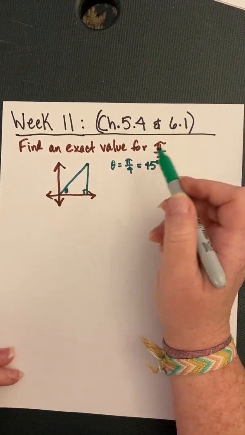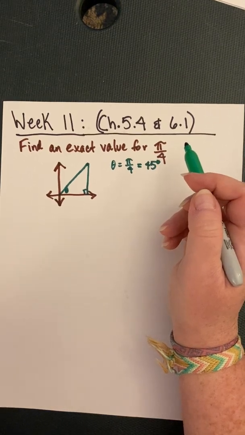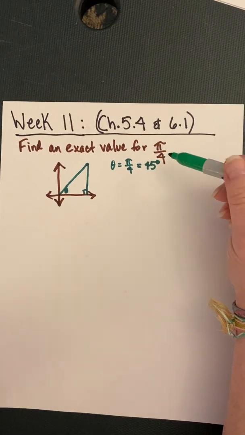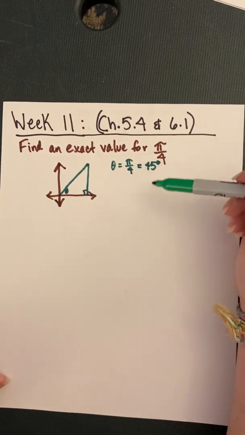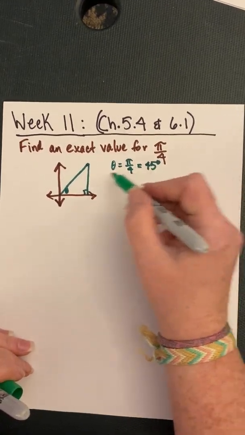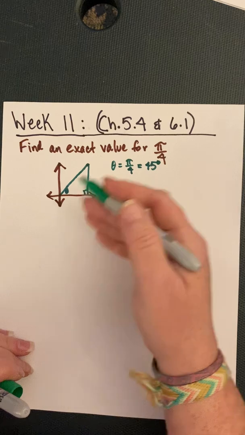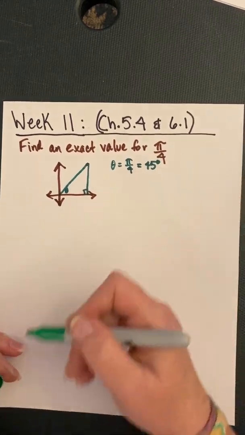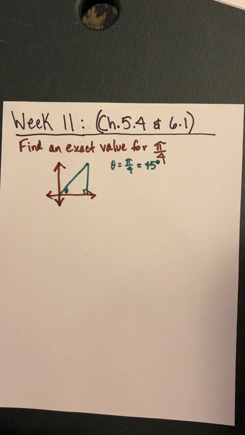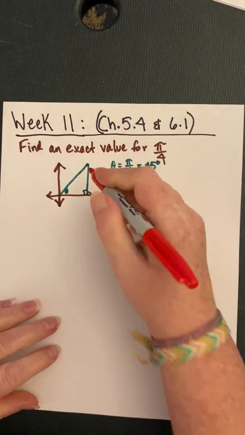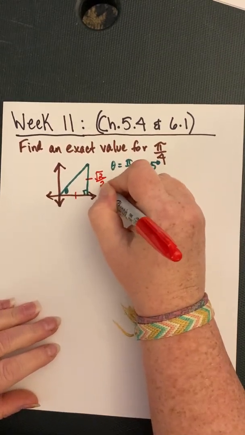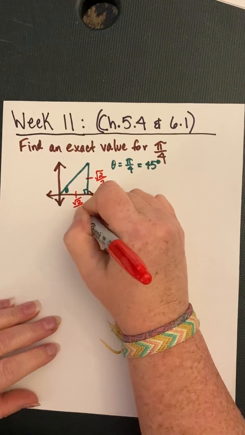Okay? All right. So it might say find an exact value, or it might say find all the trigonometric values, meaning sine, cosine, tan, cotan, secant, and cosecant, because it didn't say what to do here. So when it says find an exact value, they're going to be asking for all of them. Okay, so what we know is that this is a 45, 45, 90 triangle, and so each side is rad 2 over 2. That's from our special triangles.